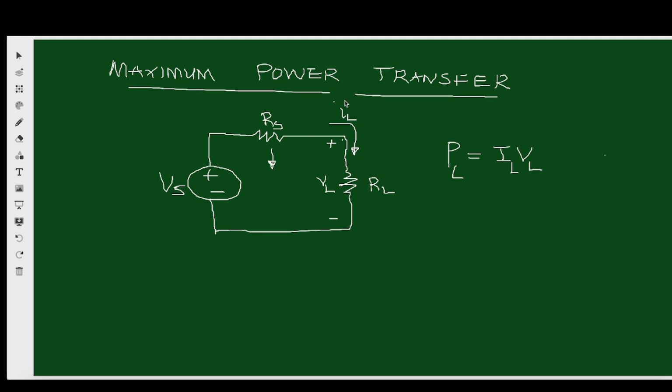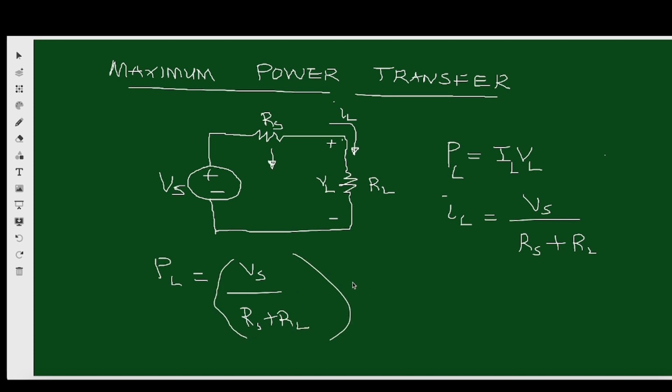So how do we get IL? IL is gotten using Ohm's law. That is, IL is equal to Vs over Rs plus RL. So if you put it back into the power equation, then the power PL will be equal to Vs over Rs plus RL multiplied by VL.